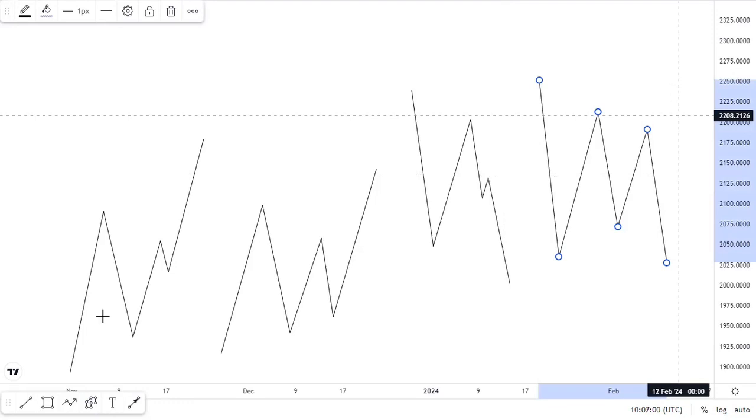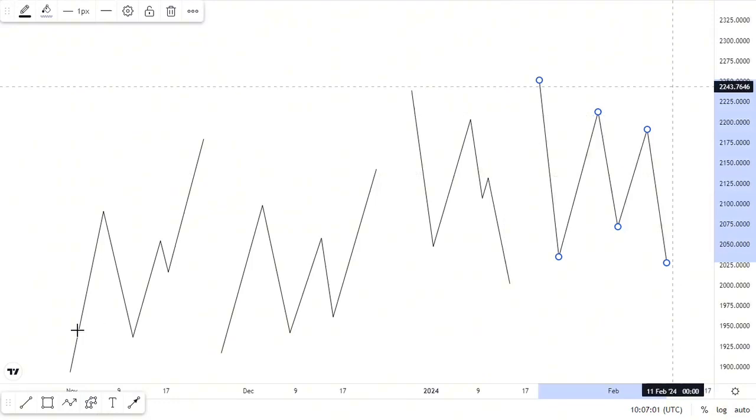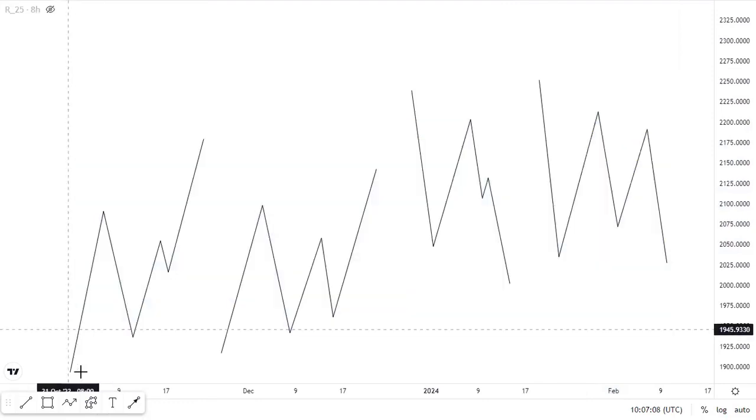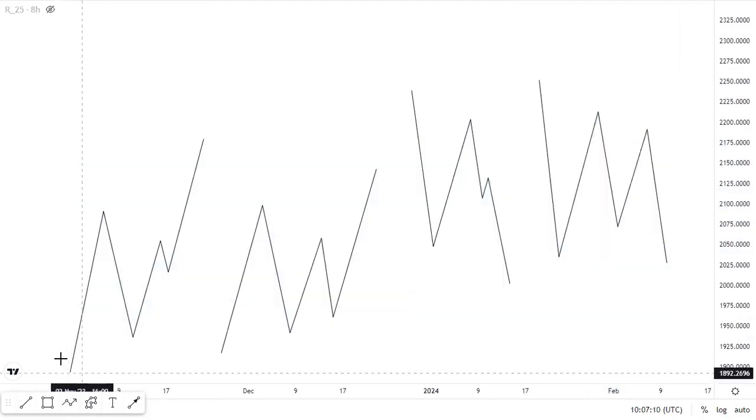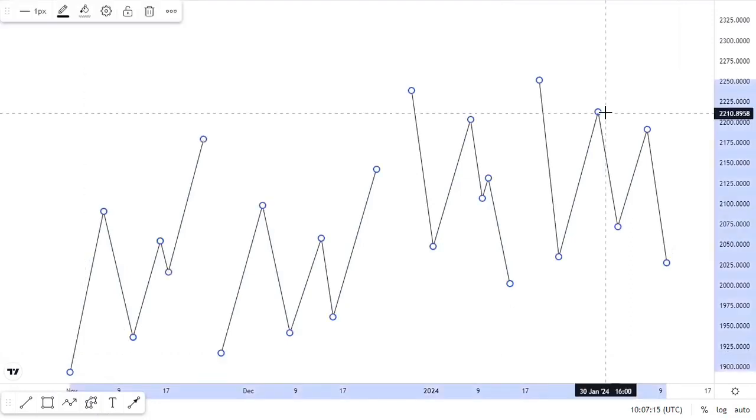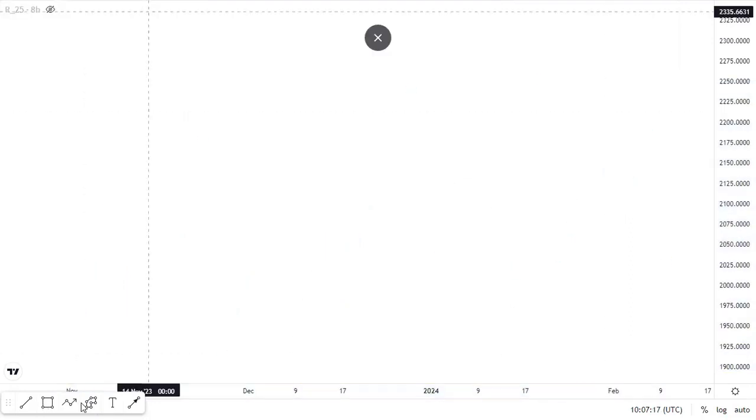Now let's talk about our breaker block, which is inside our secondary point of interest.